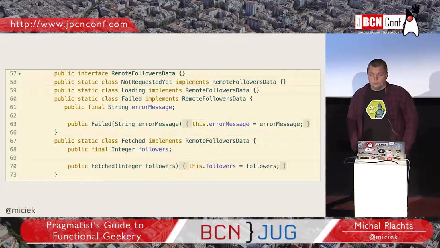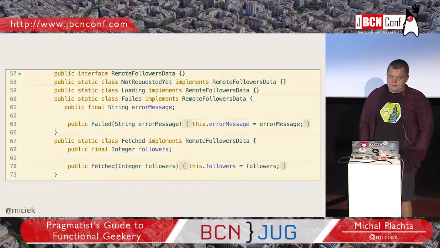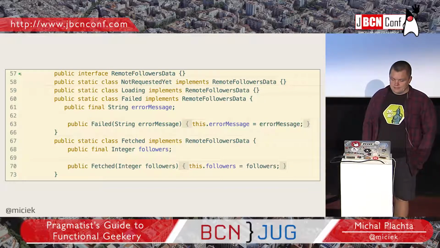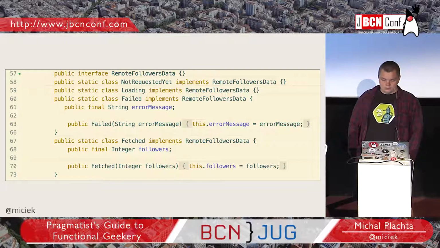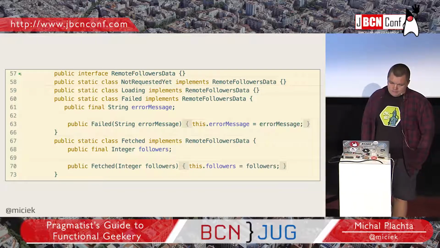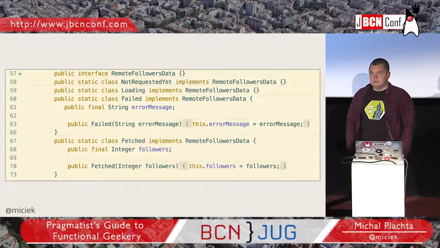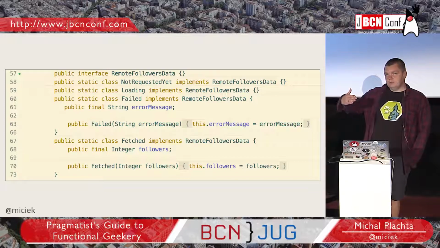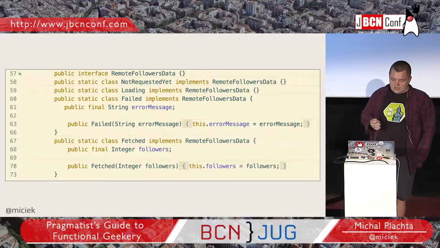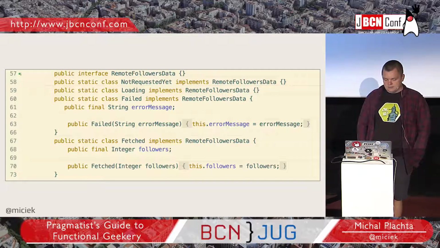So now we want to model our assumptions about the API using ADT. So we create this public interface RemoteFollowersData. This is our sum type, and it has 4 concrete subtypes. The first one, NotRequestedYet, in line 58. What it does is it just models that the value the user has requested has not been requested on the remote server. Loading: it has been requested but we haven't heard from the server yet.